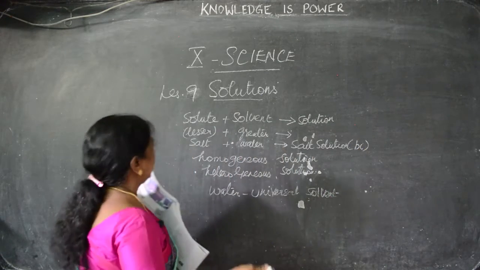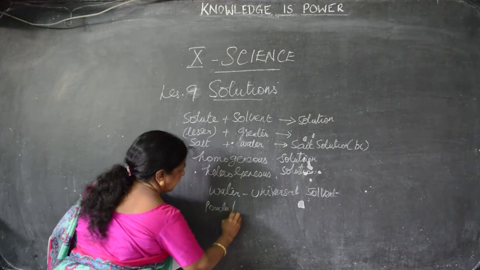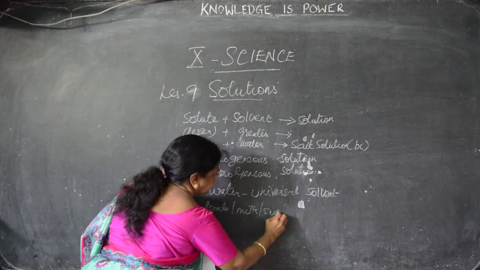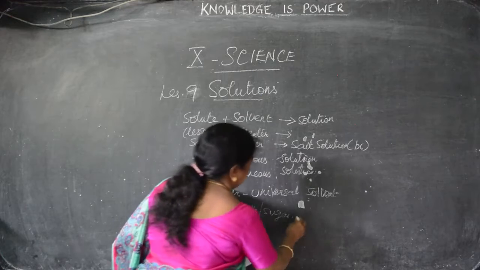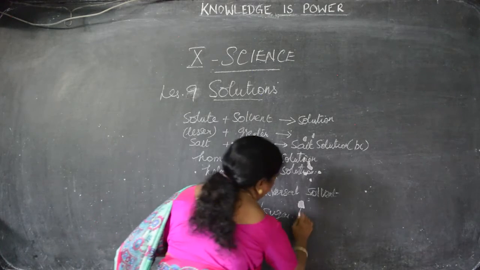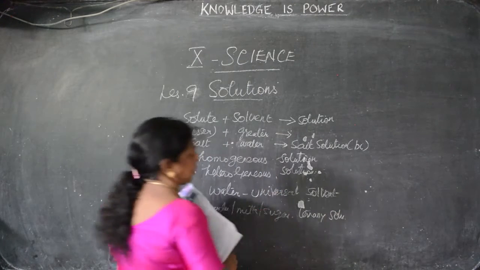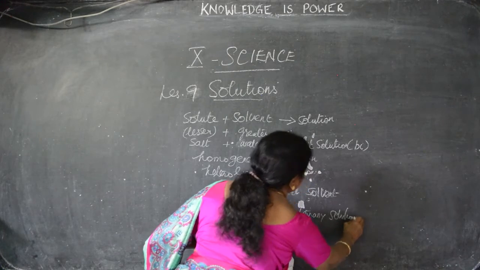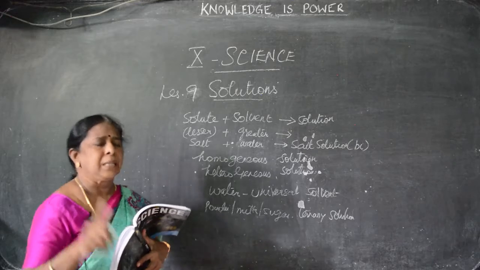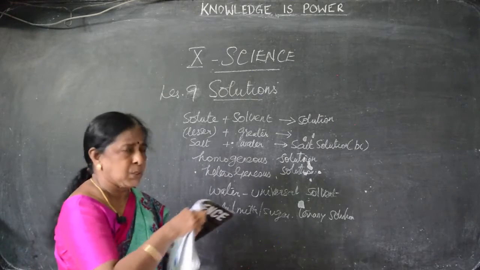Whereas, as we said, coffee: to make coffee, what are the things we need? Coffee powder, milk, sugar. More than two, they are joined like this. This is known as a ternary solution. So solutions may be of only two kinds, binary or ternary. Binary means one solute and one solvent. Ternary means more than one solute with one solvent.